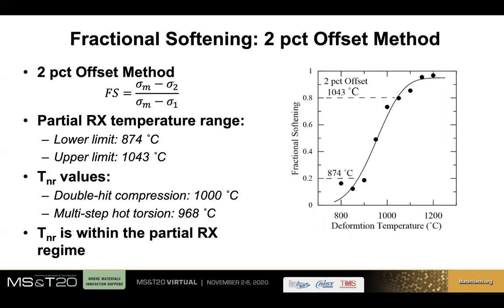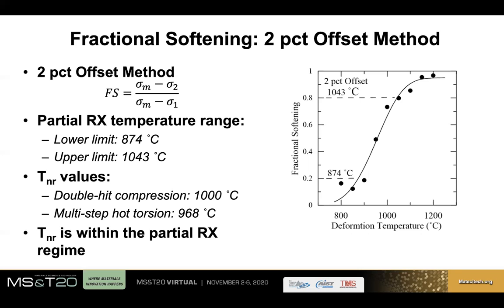So finally, we'll look at the 2% offset method. The 2% offset method is based on the yield strengths of the first and second deformation passes. So in this case, if we look at our equation for calculating fractional softening, our sigma 1 and sigma 2 are the yield strengths at a 2% offset of the first and second deformation, the first and second stress strain curve. Sigma m is again based on that extrapolation of the first stress strain curve and is taken as the yield strength of the second stress strain curve based on the extrapolation of the first.